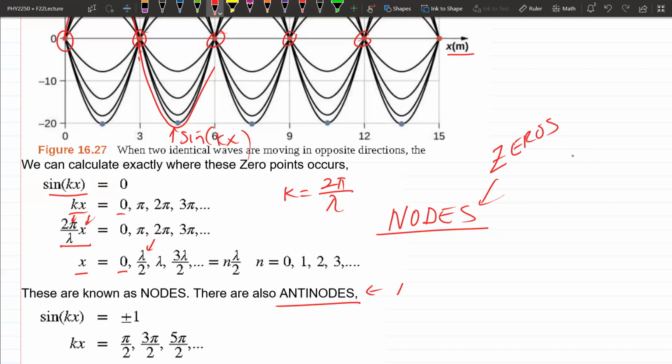The way I remember it is that, well, it's not the zeros, eh? Not the zeros. Okay.